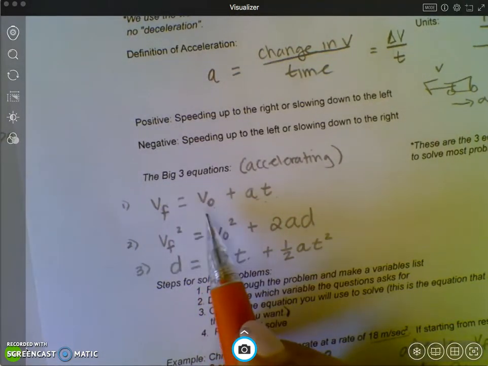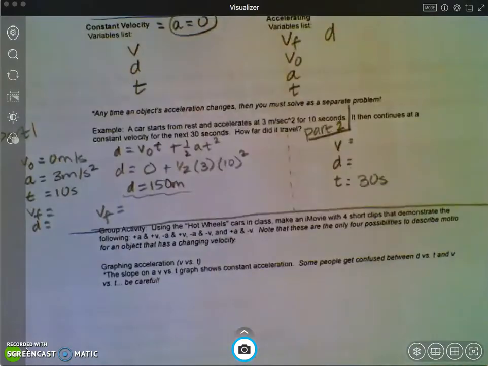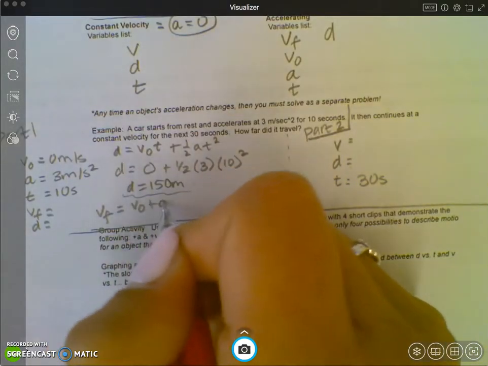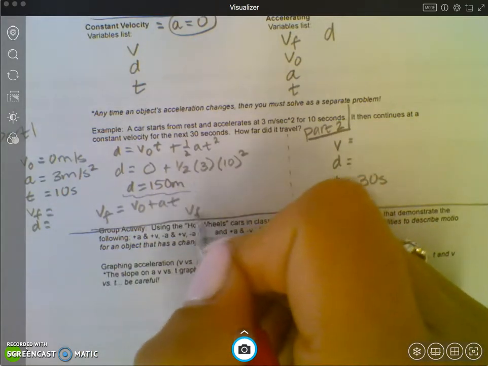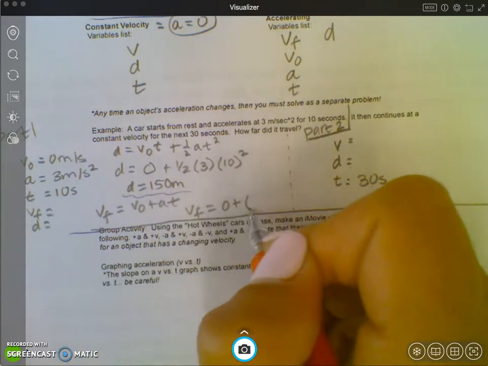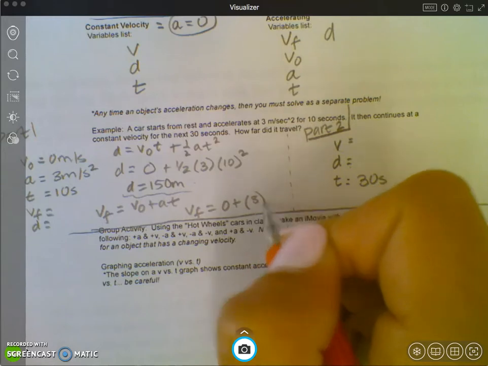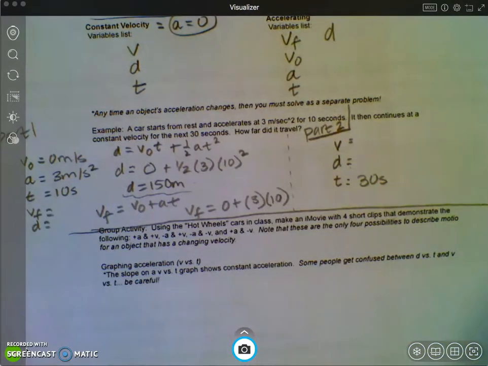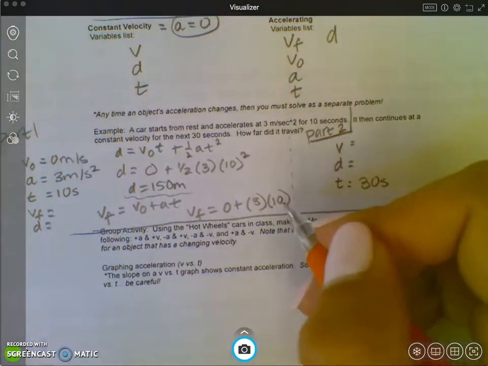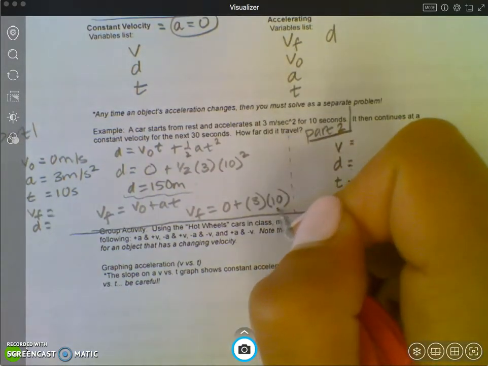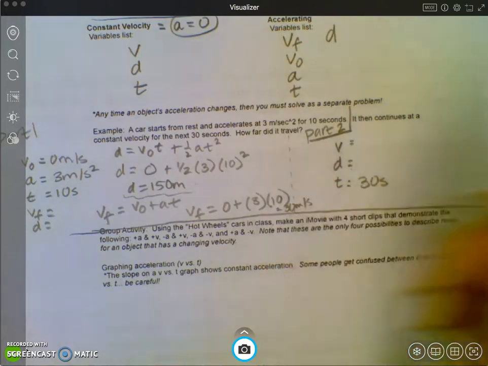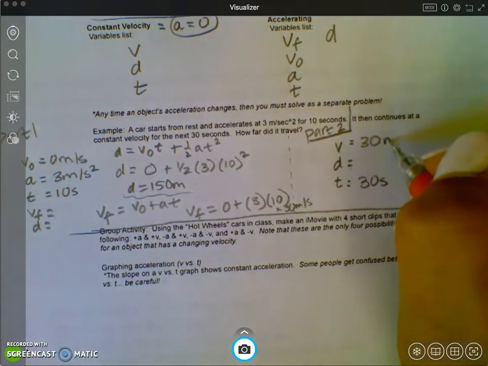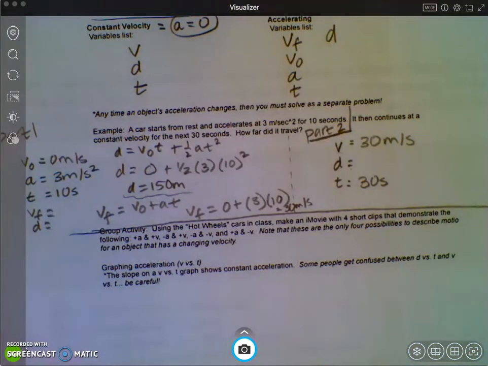This looks like the easiest one to me, so that's the one I'm going to use, the first one. So I'm going to use vf equals v naught plus at, and when I plug in, I'm going to get 0 plus 3 times 10. And so you can see that the final velocity here would be 30 meters per second. Just kind of squeeze that in. Okay. And then that becomes the constant velocity for part 2.